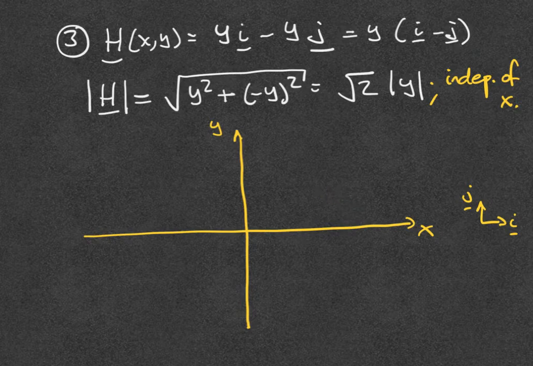Okay, the magnitude of this vector field is the square root of the square of this coefficient plus the square of this coefficient, minus y, squared. y squared plus minus y squared is 2y squared. So the magnitude, the square root of it, is the square root of 2 times the square root of y squared, which is the modulus of y.